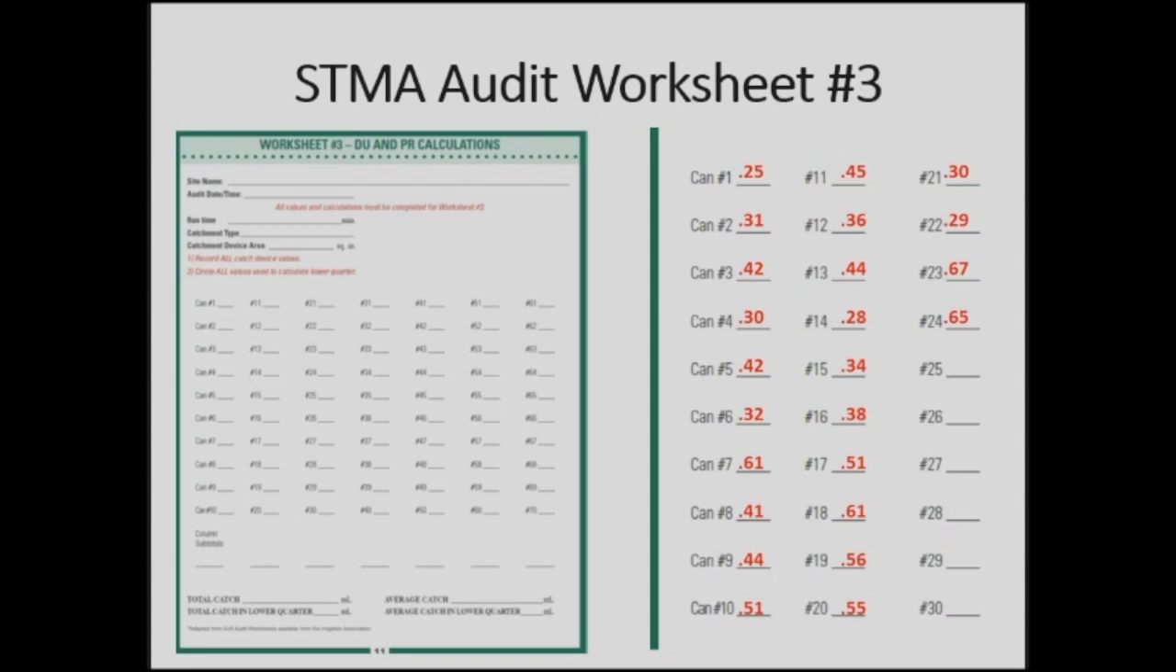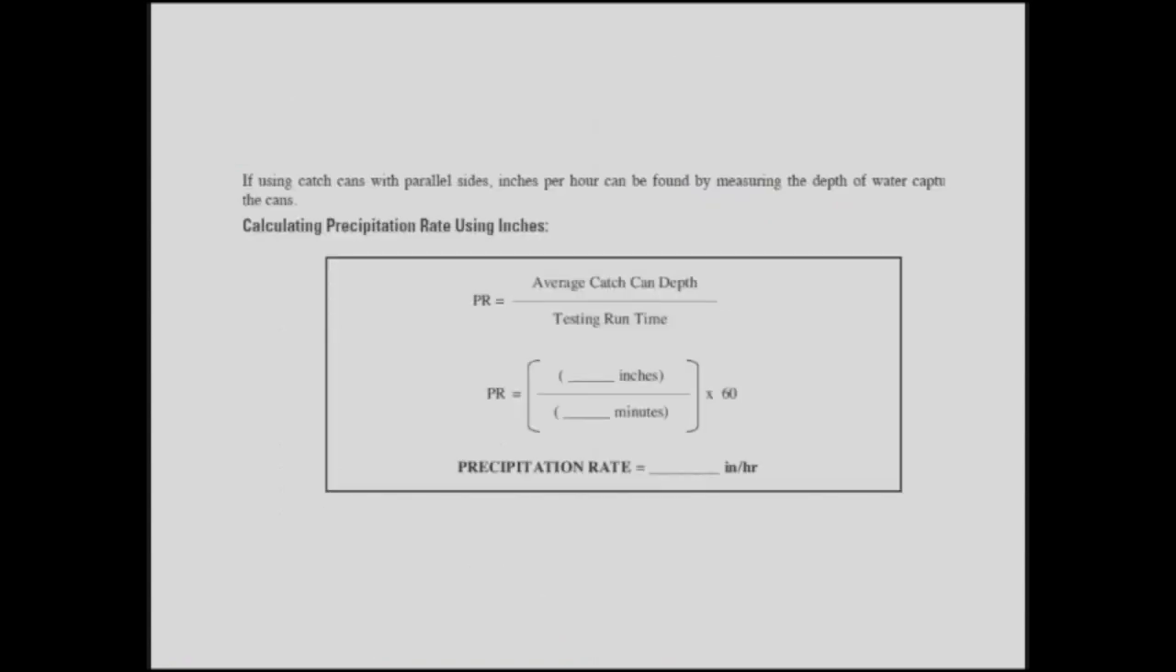And so that's kind of where we're at. And we'll go back to this formula here. And this is the first step. We want to find out what our precipitation rate is, okay? And this formula is not very complicated. It only needs 2 numbers. The first one we have to calculate an average from that data. But basically you put your average depth over your run time times 60, and that gives you your inches per hour. This is assuming your catch cans are measuring in inches. Remember, some of them will measure in milliliters, and there's one extra step for those.